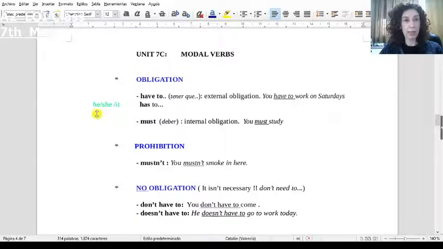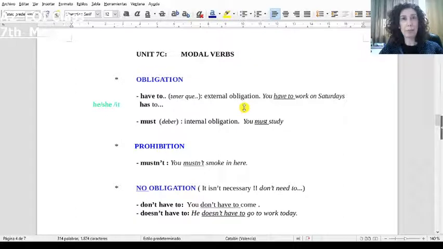Por eso he puesto aquí he, she, it. Tercera persona del singular, has to, ¿vale? Y estos van seguidos todos de infinitivo. Have to, has to, más infinitivo, ¿vale? Que es una external obligation, a strong obligation. Es una obligación que viene impuesta por un gobierno. You have to pay the tax. Tienes que pagar impuestos. Por nuestro jefe, you have to come tomorrow early.